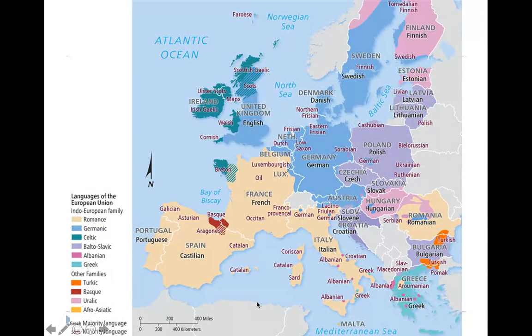So continuing on, looking at languages of the European Union. Again, here's all the different languages of the European Union, and we're looking at language families basically, right? You have the Indo-European families, you have the other families that are all recognized by the European Union here too.